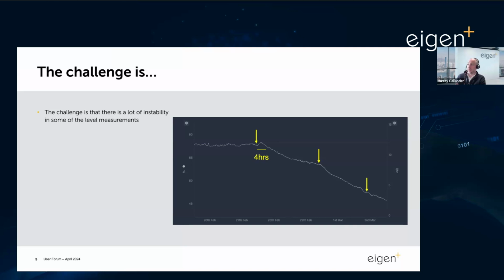For example, where the arrows are, is this a tank fill starting or is the tank flowing? For the second arrow, is the tank flowing or not? Is it stable? And then later on, we've got another period. Is the tank still flowing? Is it stable?